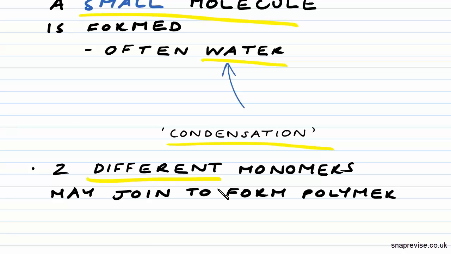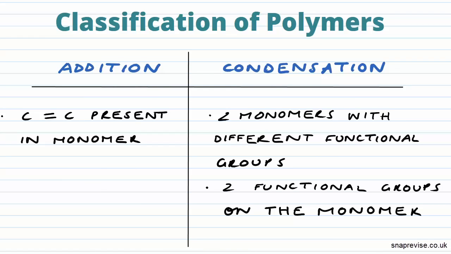So let's have a look at how we can classify between addition and condensation polymers. Generally speaking, there are certain things we can look for to identify whether we're going to form an addition or condensation polymer from our monomer. If our monomer has a carbon double bond carbon present, then it's likely it's going to form an addition polymer. However, if we have two monomers with different functional groups, it's likely we might form a condensation polymer. Or if there are two functional groups on the same monomer, this is also true. So it's important that you look out for these features when you're looking at your monomers in order to determine what type of polymerization may take place.